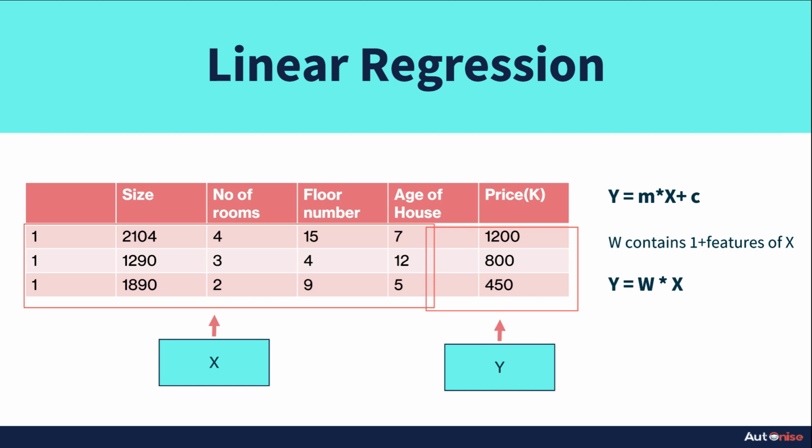So this problem can be made a bit easier if we remove this plus c part and actually add one more feature in the x, and then call the m a weight, a weight matrix. Then our problem will only have y equals weight into the total x.